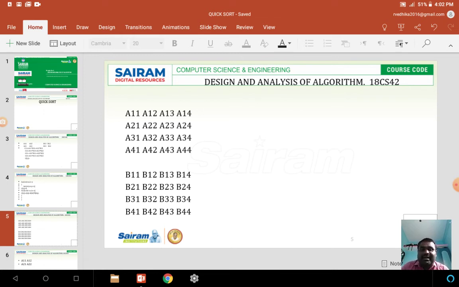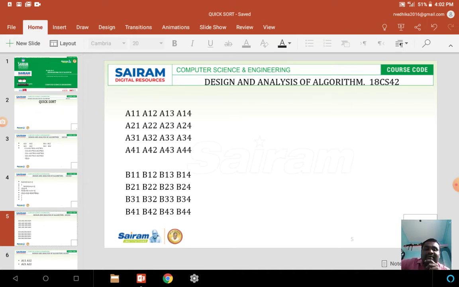A 4 by 4 matrix A11, A12, A13, A14. Likewise A21, A22, A23, A24, A31, A32, A33, A34, A41, A42, A43, A44. The same way I am considering the B matrix. So a 4 by 4 matrix means the time will be very consuming. It is a time consuming process. So I am going to apply the divide and conquer strategy.